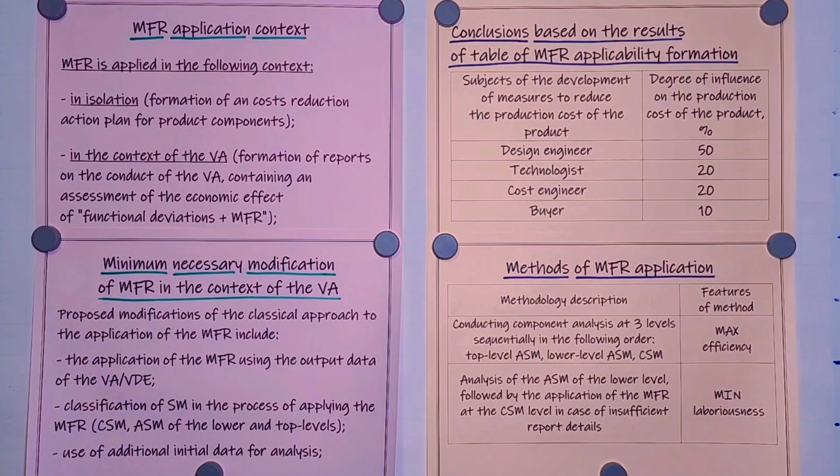this approach. The second, the minimum complexity of the use of MFR can be achieved by forming a lower-level abstract functional model due to its universal applicability. However, if the components of the lower-level abstract functional model have a complex configuration, such as brackets, housings, stators, additional analysis may be required for each of them using the MFR at the complete structural model level.